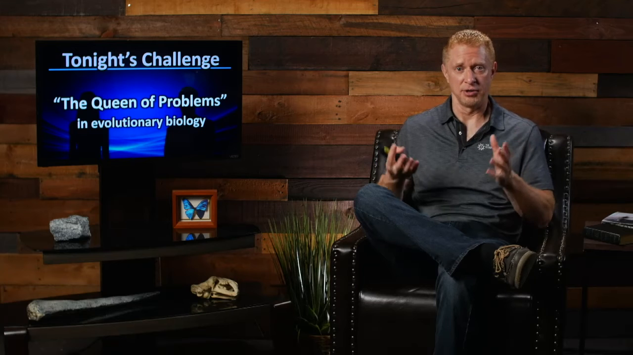So this has actually been called the queen of problems for evolutionary biology. The problem again is, how do you go from what they call asexual reproduction to sexual reproduction? Asexual meaning just a single organism that copies itself, to having a male and a female that are required to do this. It's a massive, massive problem, and you'll see why very shortly here.